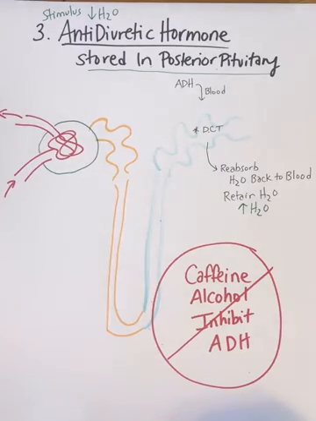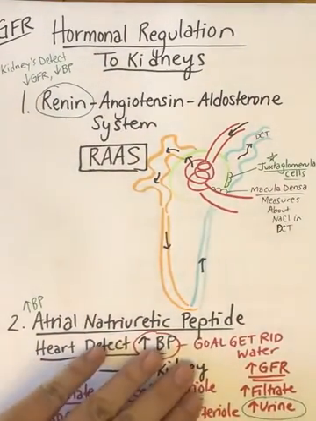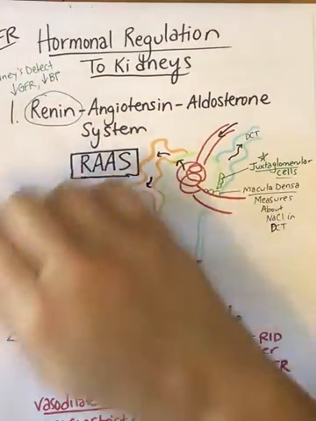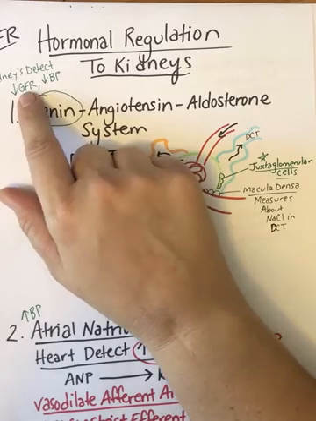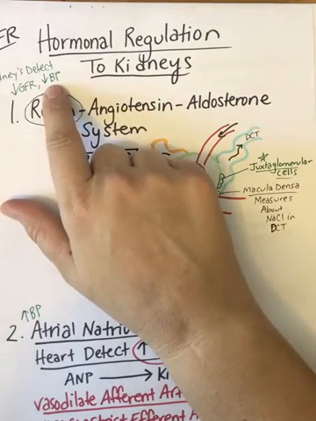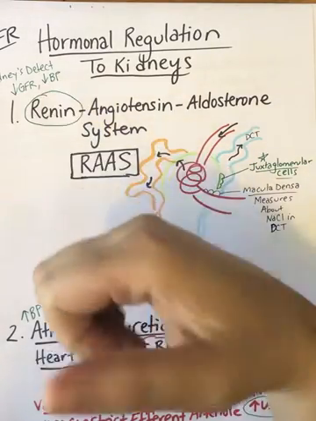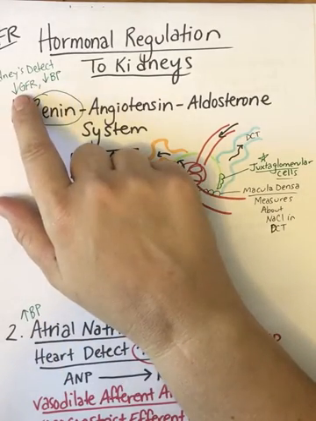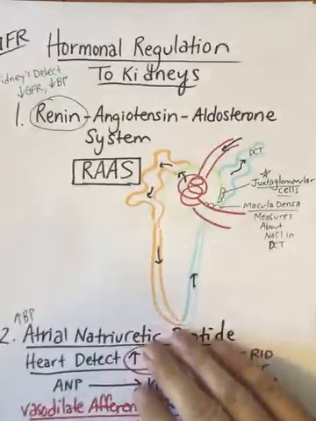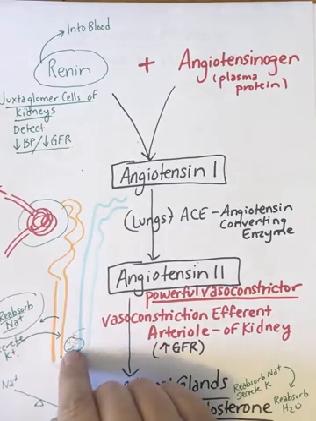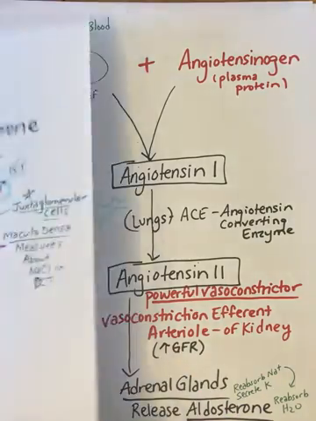So to review, hormone regulation, the renin, angiotensin, aldosterone system. The stimulus is the kidneys detect that you have decreased GFR or decreased blood pressure, and that's done by the juxtaglomerular cells. So when you have decreased GFR and decreased blood pressure, you need to increase your water content, which raises your blood pressure. So we want to increase the GFR so that we can reabsorb sodium. And when you reabsorb sodium, then you can reabsorb water, and then your blood pressure is going to go up.